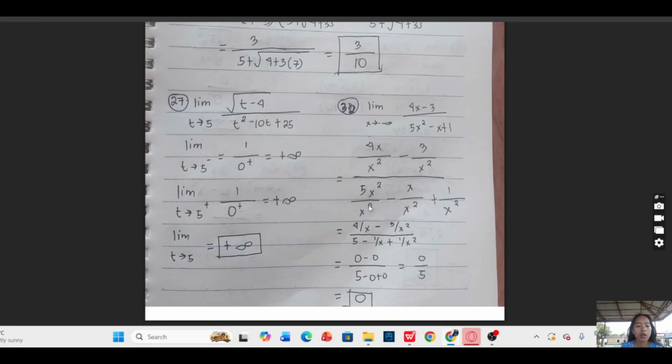All right. So to move forward, we are now given the limit of square root of t minus 4 over t squared minus 10t plus 25 as t approaches 5.